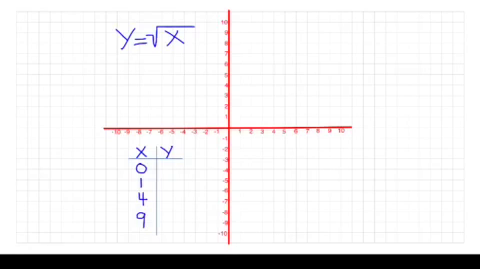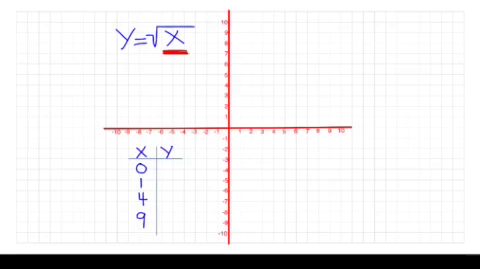Now, I carefully picked the x's 0, 1, 4, and 9 because I wanted numbers that I could take the square root of and they would come out to integers. Notice that I didn't pick any negative numbers because as I look up here, if I put a negative number in for x, it would be trying to take the square root of a negative number, which I can't do and get a real answer. So I only want to pick numbers that are allowed, and in this case starting at 0.